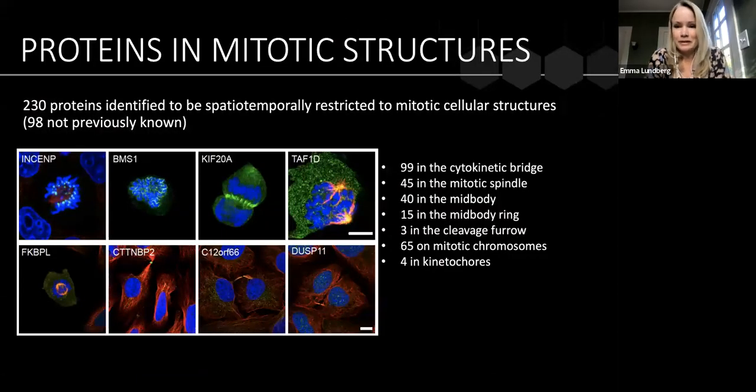To start out with, the easiest thing to do with images, of course, is to identify the proteins that are spatiotemporally restricted to mitotic cellular structures. And we found 98 proteins that were previously not characterized to be in any of these compartments, like the cytokinetic bridge, mitotic spindle, mid-body, mitotic chromosomes, kinetochores, and so on. This is nothing that my lab has followed up, but if you're interested in mitosis, it's a good data set. And maybe there are interesting proteins you haven't thought of being involved in these processes.